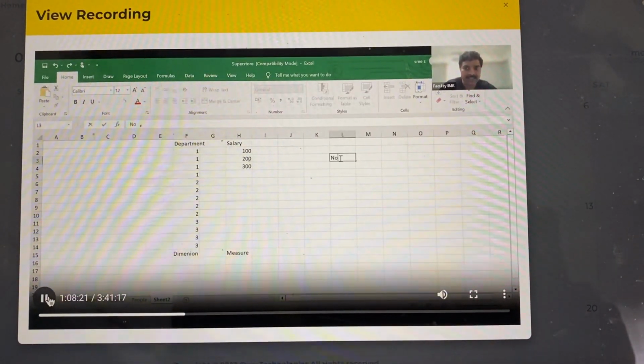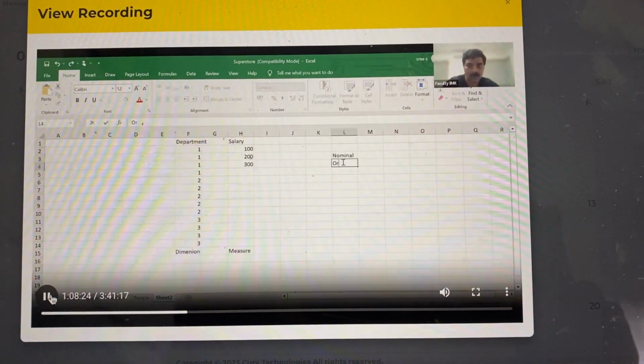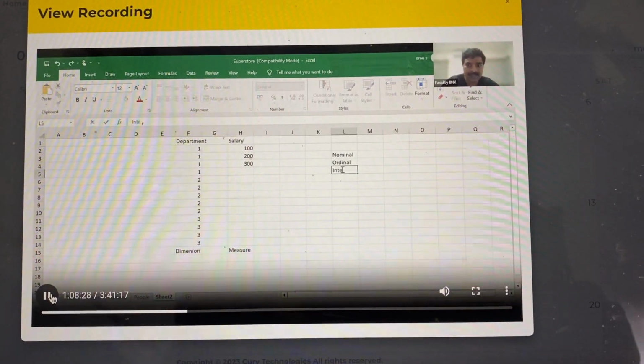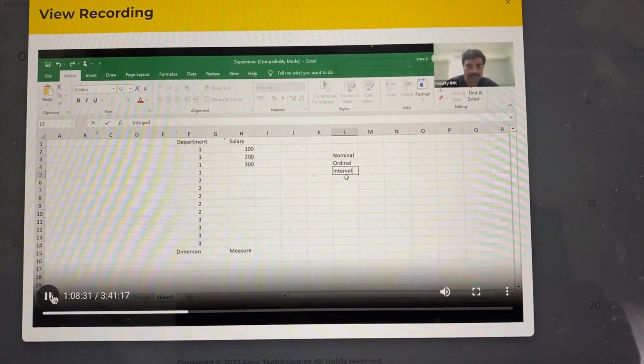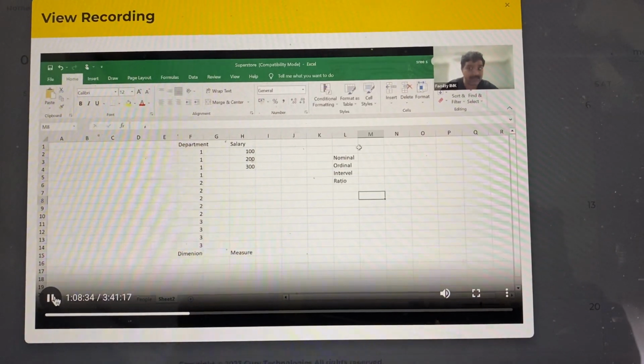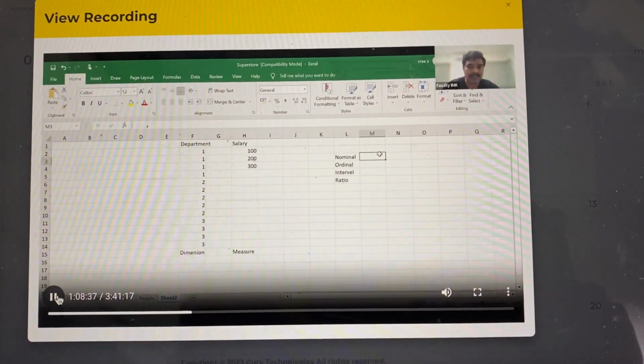Any measurement has a hierarchy of four types: nominal, ordinal, interval, and ratio. Just listen very carefully. Do you understand that? Any measurement, I'm talking about measurement. Nominal means, I'll give you an example.